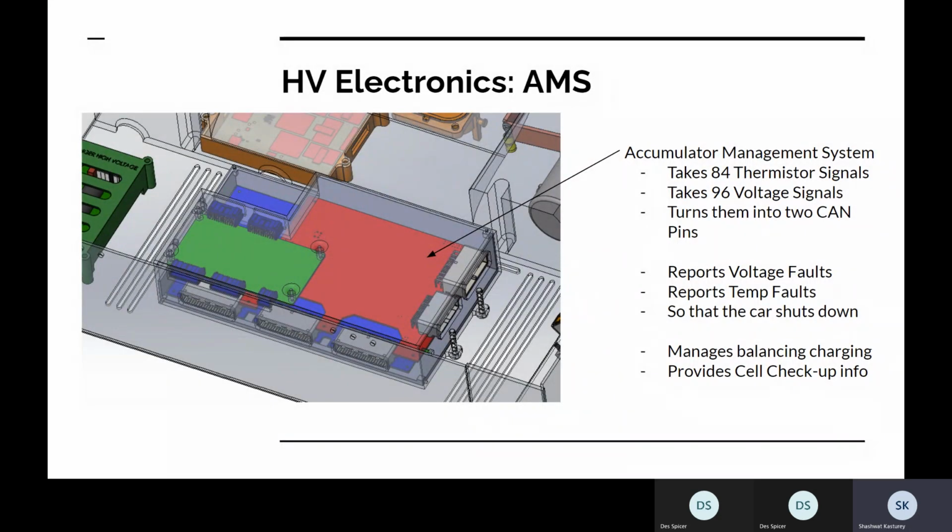So I already explained the AMS in detail already. I've already said all of this, aside from the fact that there are 84 thermistor signals actually and 96 voltage signals. So that's 180 cables coming out of the modules, or wires rather. See no evil.